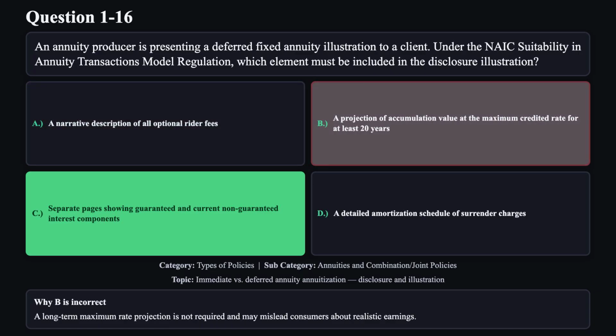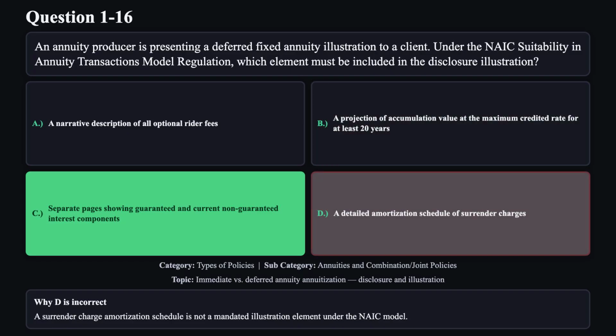Reason B is not correct. A long-term maximum rate projection is not required and may mislead consumers about realistic earnings. Reason D is not correct. A surrender charge amortization schedule is not a mandated illustration element under the NAIC model.